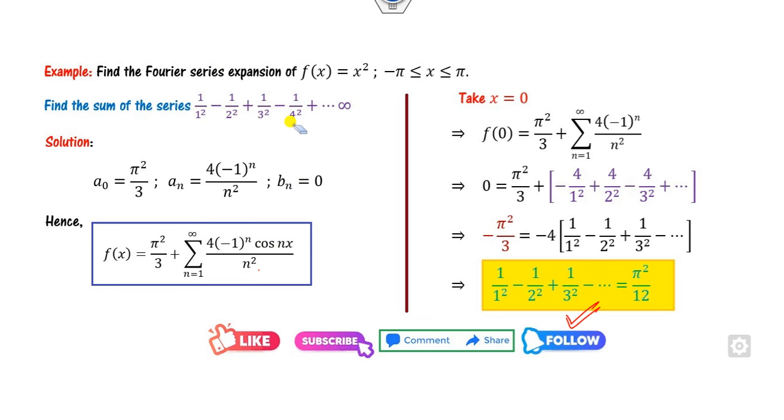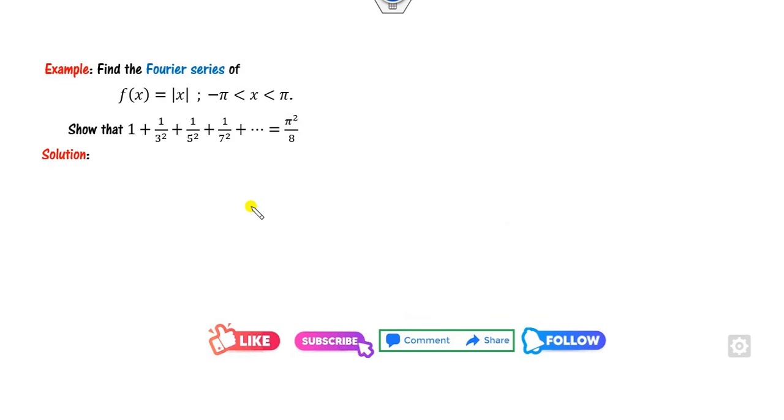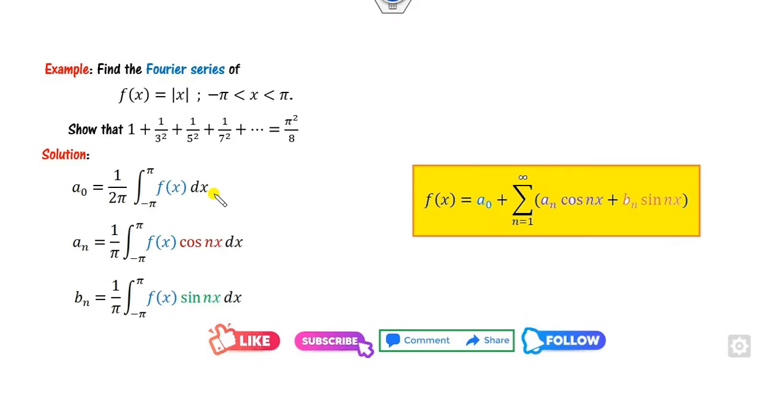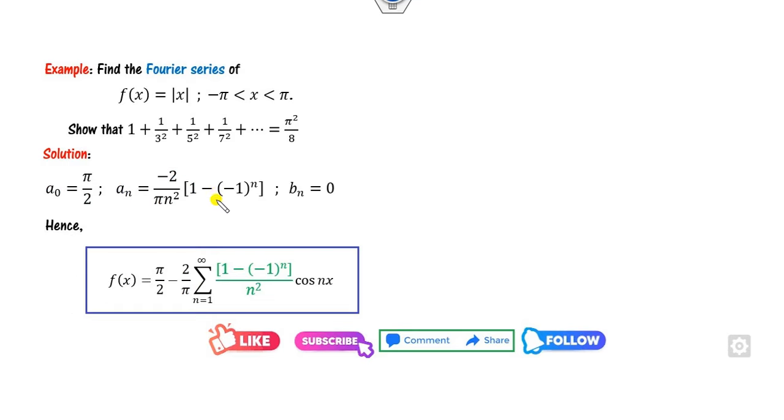Look at the second example. You will see many things clearly. Firstly, find the Fourier series of this. Your target is to find a naught, your target is to find an, your target is to find bn. Once you find these, you will get this expression.